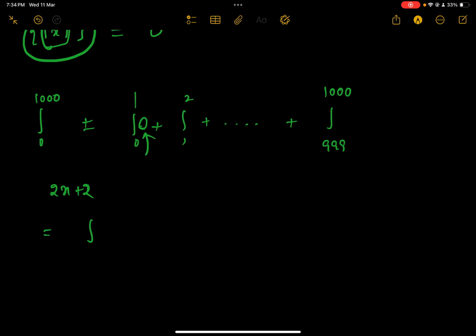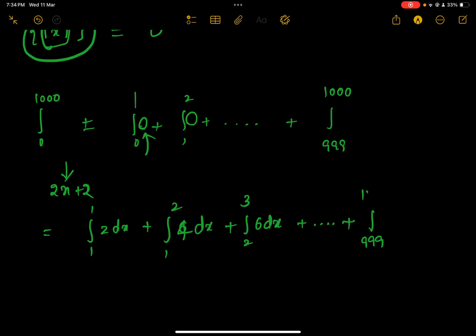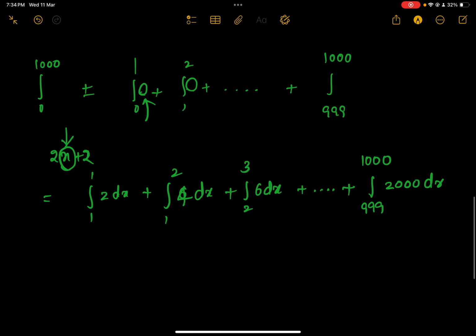So that is integral 0 to 1 of 2 dx plus integral 1 to 2. Here you'll have 2n plus 2 where n is equal to 1. So this is simply 6. Sorry, n is equal to 1, so this is simply 4. So 4 dx plus integral 2 to 3 of 6 dx plus and so on, integral 999 to 1000. Now you have to put n equal to 999 here, and you'll get 2000. All right. So this is what you have to compute.